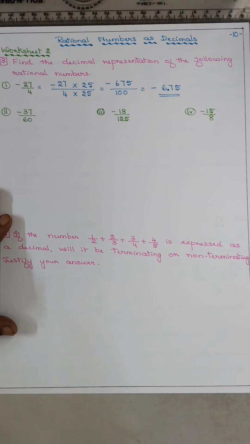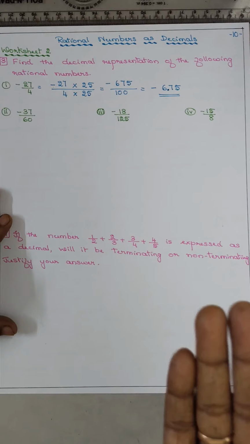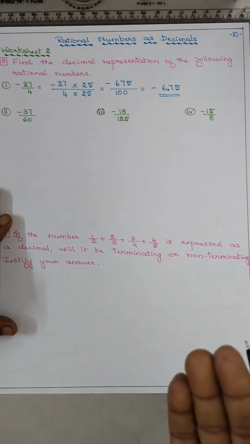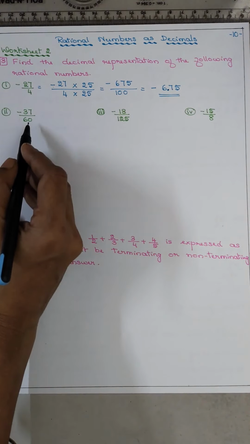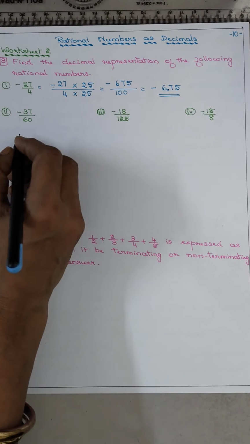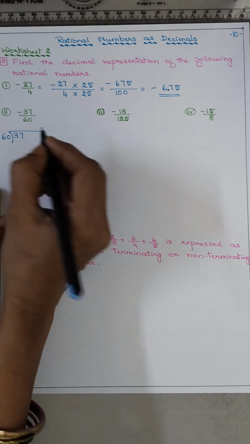Now for worksheet 1 and worksheet 2, you can follow both methods, because they have not mentioned whether to use long division or the other method. If they mention long division, then do that method, otherwise you can use any method. Now it is 60. Here you cannot convert by this method, so long division only we have to do. So 37 divided by 60.